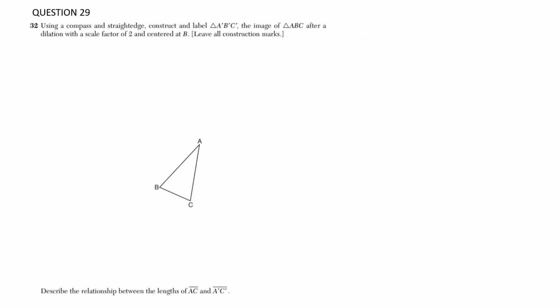Question 29. Using a compass and straight edge, construct and label triangle A'B'C', the image of ABC after a dilation with a scale factor of 2 and centered at B, and leave all construction marks. Okay? So we're going to scale it by 2. That's a dilation, right? Scaling it by 2 and centered at B. When something is centered at something, it doesn't move from there. So we know this point will stay.